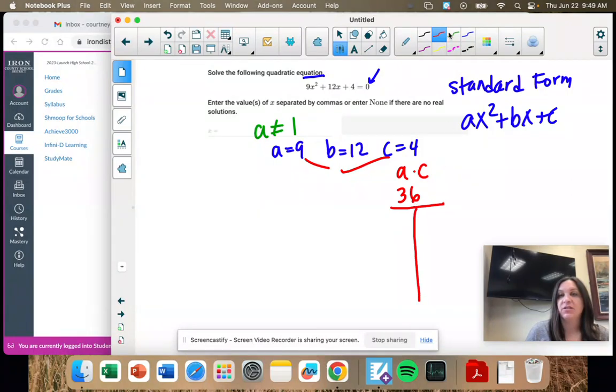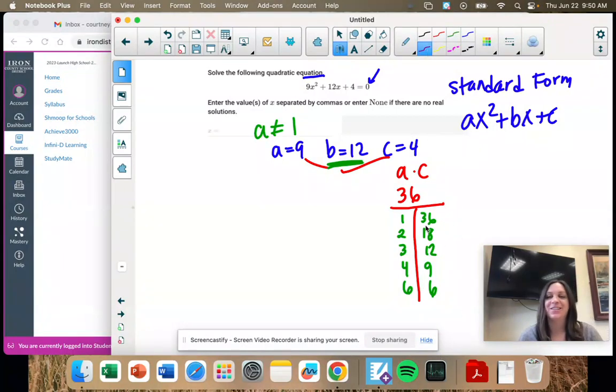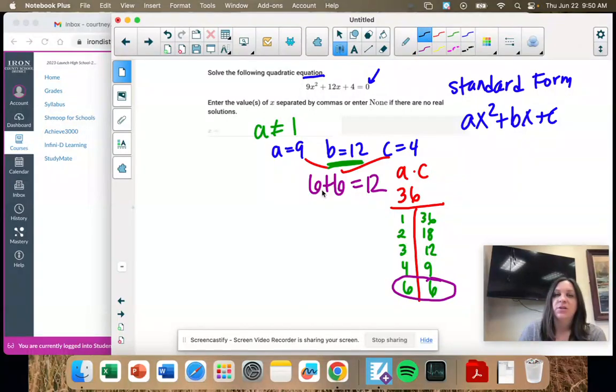So we want factors of 36 that add or subtract to 12. So 1 times 36, 2 times 18, 3 times 12, 4 times 9, 6 times 6. Again, if you know your times tables, this goes faster. If not, use your calculator. So there's some on here, right here, right? 6 plus 6 equals 12. None of the other ones will get us to 12. So we're going to use those.